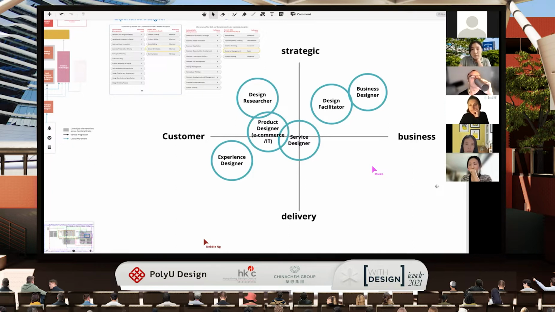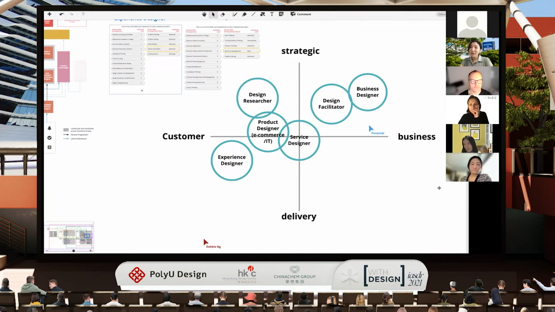So business designers could be more positioned to the strategic phase of the design process and towards the business, and design facilitators similar. And the design researcher can be located more towards the strategic but customer end, whereas experienced designers could be more towards delivery and implementation, but quite customer end. And the service designer, in terms of my observations and how the skills framework describes the service designer, seems to be located actually in the middle.